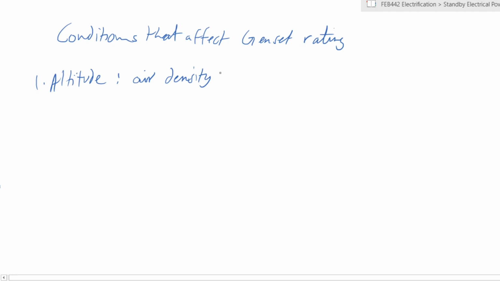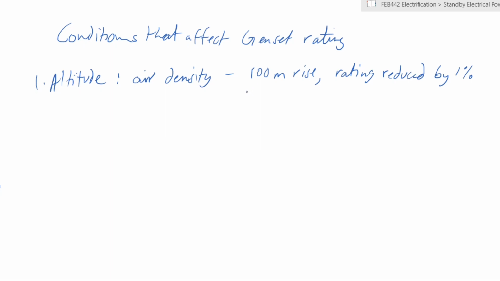So generally, this is taken into consideration by adding that for every 100 meter rise, the rating is reduced by 1%, right? So every 100 meters that you go up, you must reduce the rating by 1%. So you can imagine high altitude areas like Nairobi, you would take into consideration the amount of energy that the generator can dissipate.